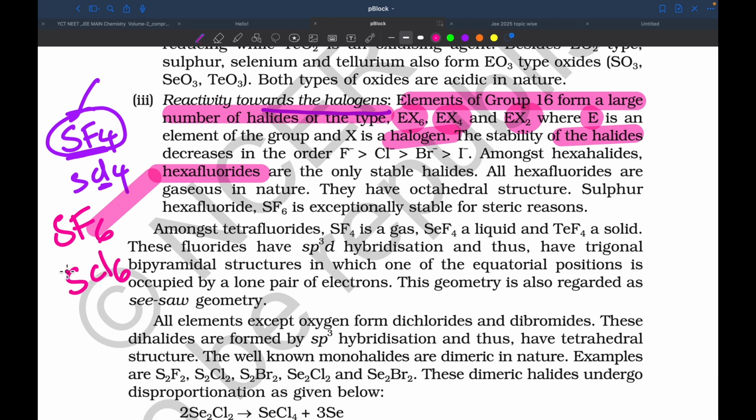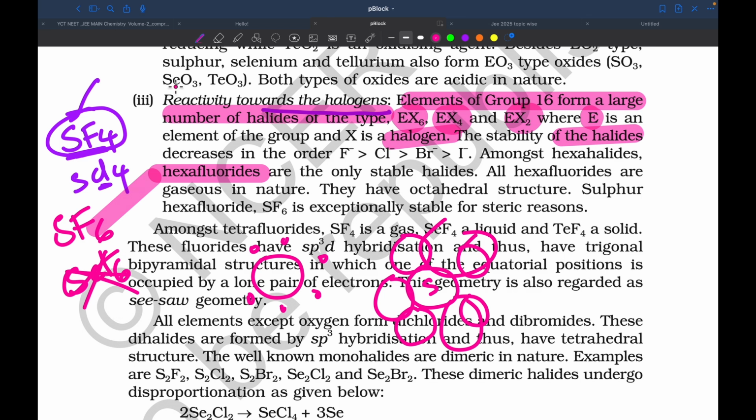SCl6 is not possible. Why? Because in sulfur hexafluoride, 6 fluorines can be accommodated around the sulfur, because the size of sulfur is bigger and fluorines are smaller. They can be organized in this manner. But in the chloride case, sulfur is bigger and so are the chlorines. So it is not possible for us to place 6 chlorines around one sulfur. That's why this is not known. So SCl6 is not known, only SF6 is known. That is the point mentioned here.